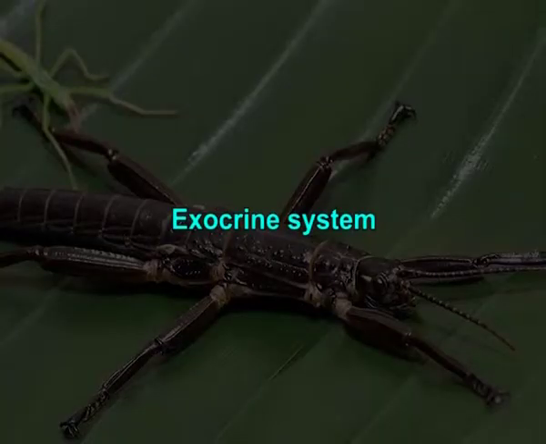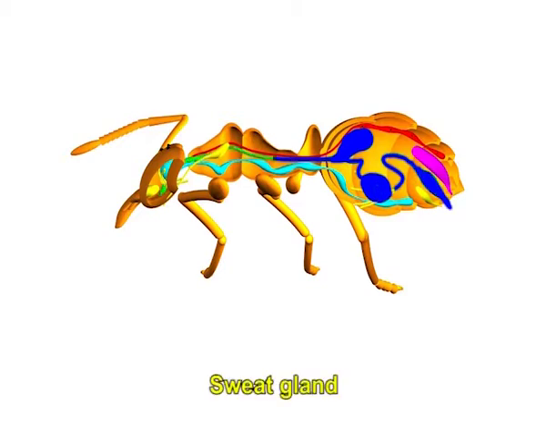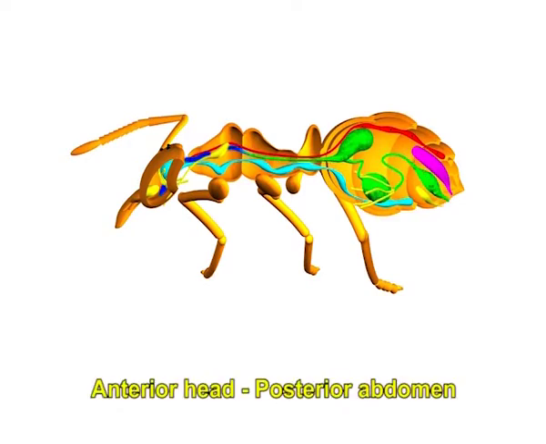Exocrine system. Exocrine glands are glands that produce and secrete substances onto the epithelial surface by way of a duct. An example of exocrine glands is the sweat gland. It is reported that 9 exocrine glands in diverse insect taxa are scattered all over the body from the very anterior head to the very posterior abdomen.